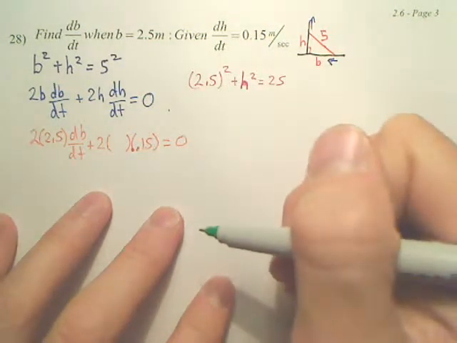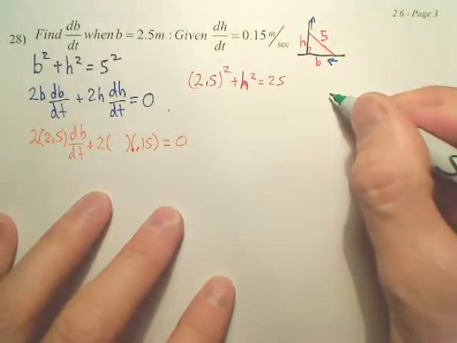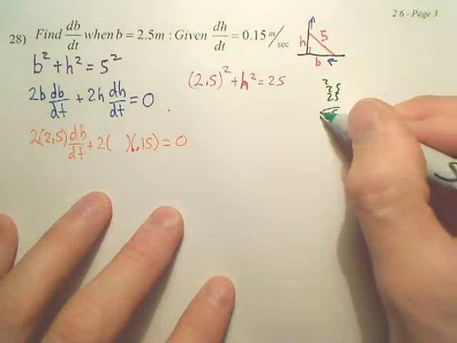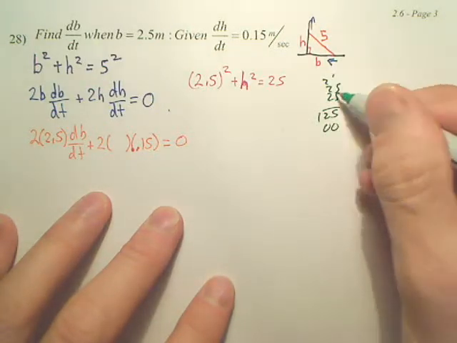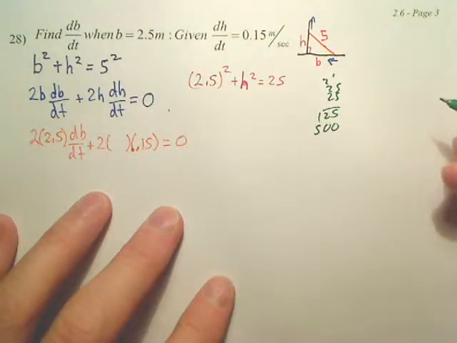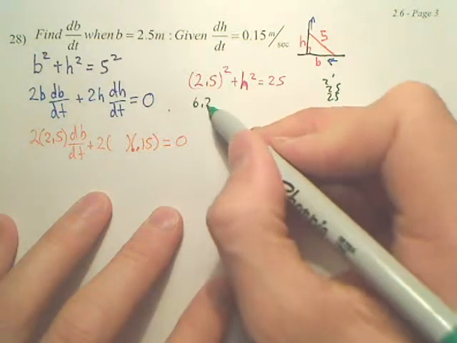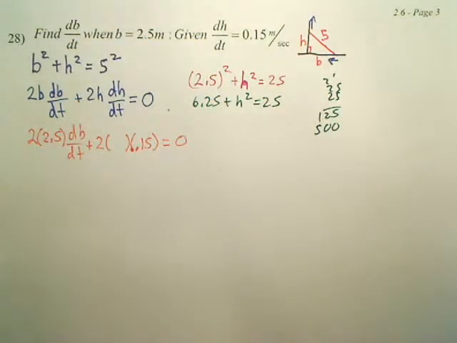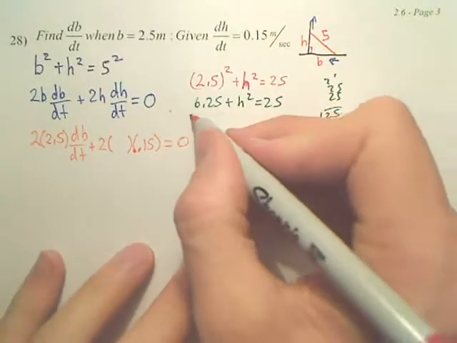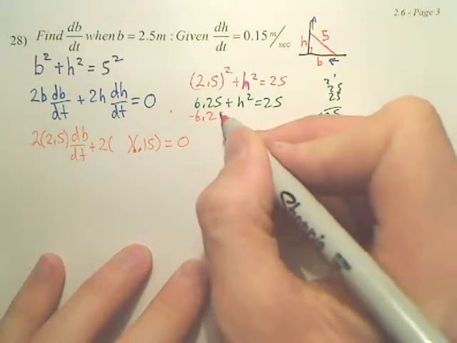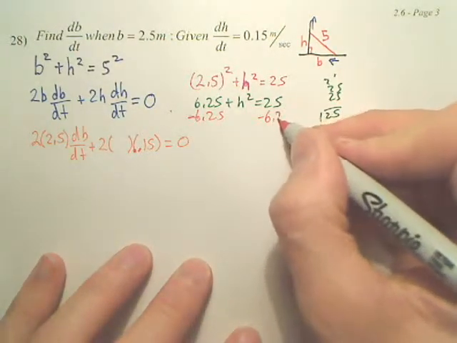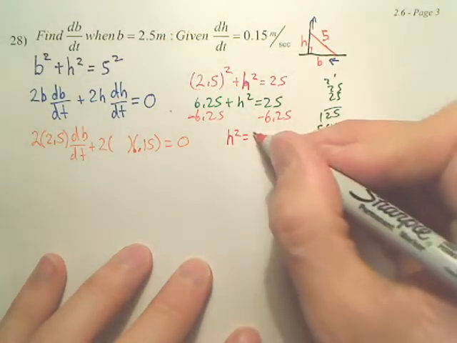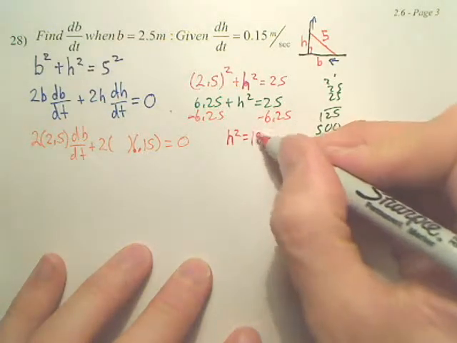2.5 squared, 25 squared, 625, so that's 6.25. So if we minus 6.25, you get H squared equals 18.75.